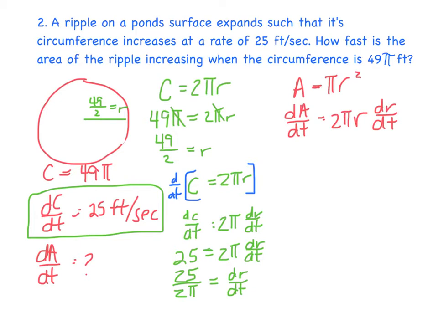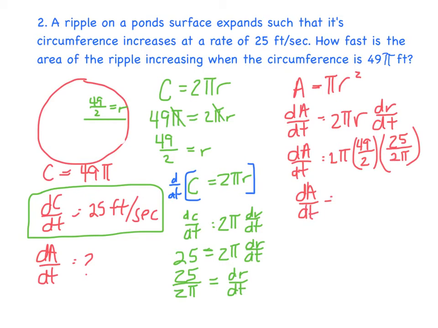So now I know all of my missing pieces, so I'm ready to come back over to my dA/dt formula here and plug them in. So dA/dt is going to equal 2 pi, the radius was 49 halves, and dr/dt is 25 divided by 2 pi. Let's see if we can clean this up a little bit. I have a pi, this 2 pi is like over 1, so my pi's are going to cancel here. One of these 2's is going to cancel, it doesn't really matter which one.